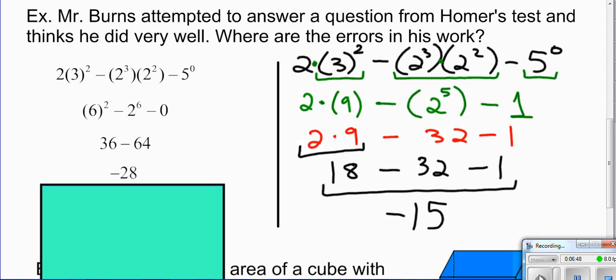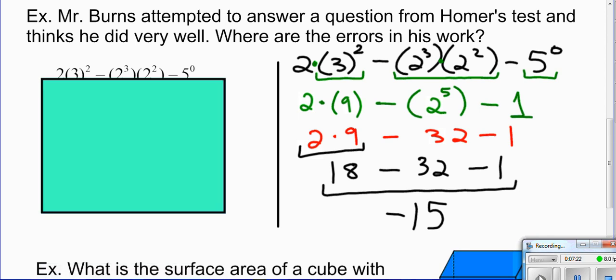They got a negative 28. So what I would like you to do is identify for yourself where they made their errors, and what those errors were. Like maybe they used product of powers when they should have used power of a power. Maybe they used the wrong exponent law, or maybe they did something out of order. Whatever it is, identify it and then say what it is that they did wrong. We're going to double check what you come up with in class tomorrow. Again, a really common type of example you will see.